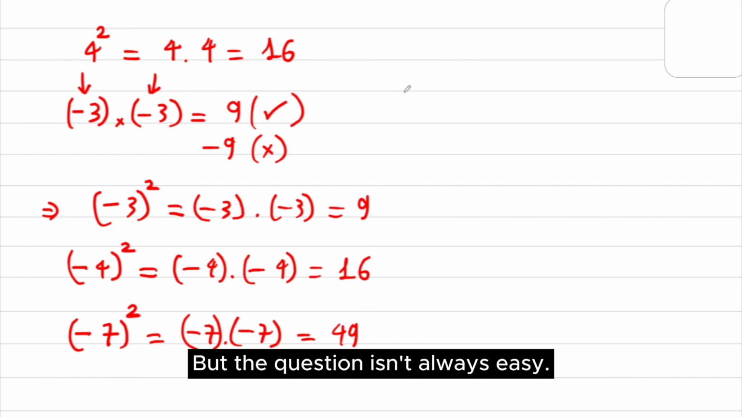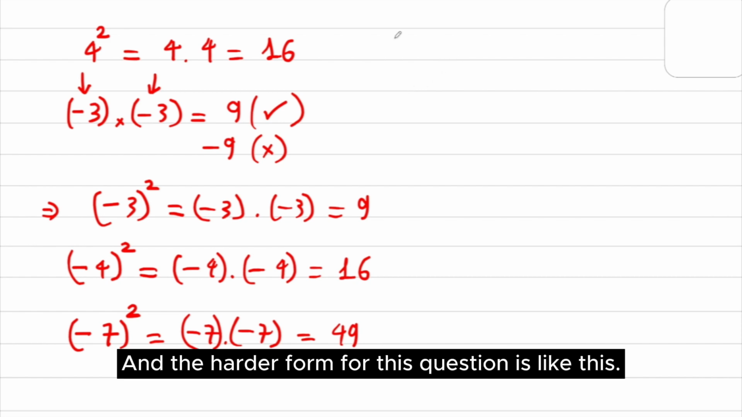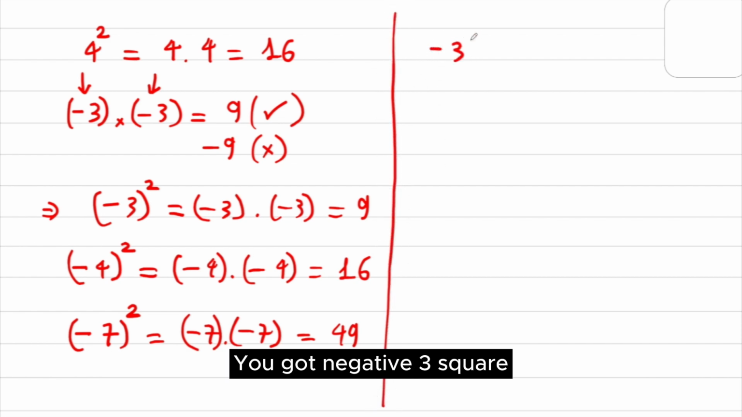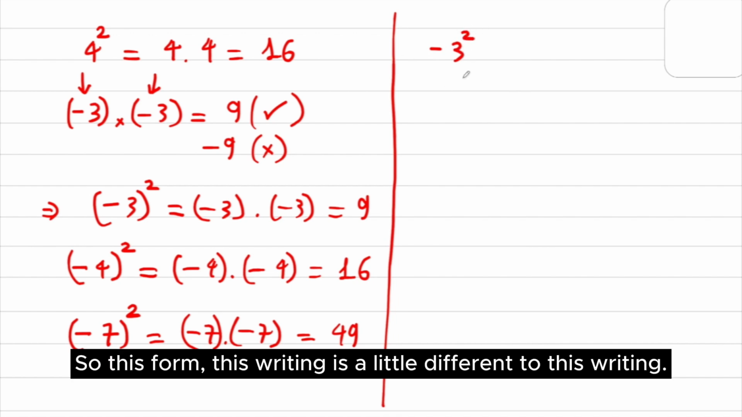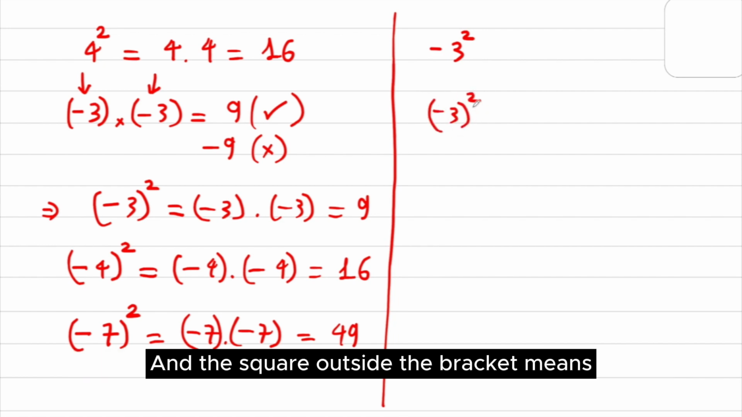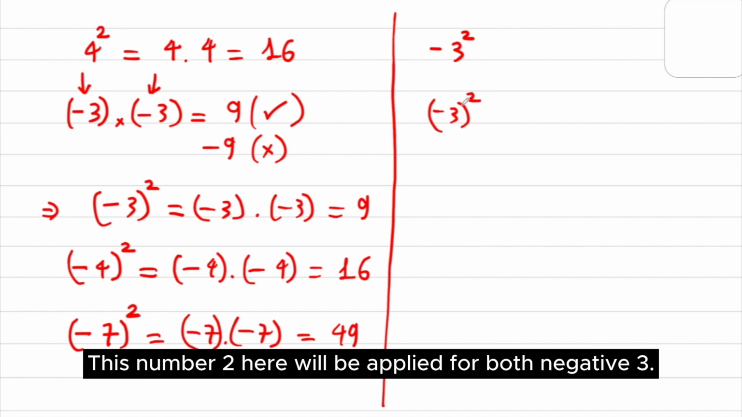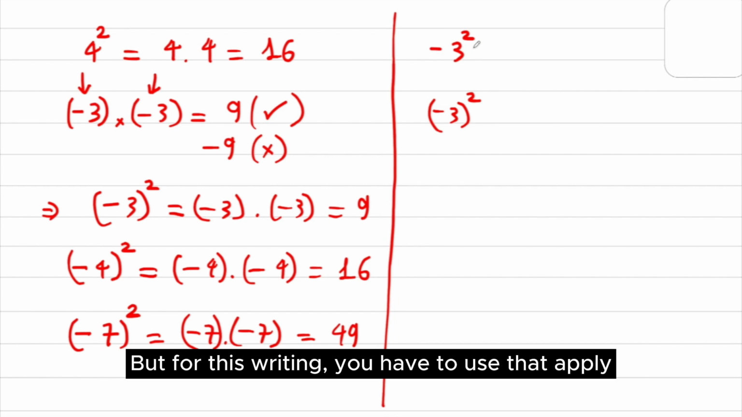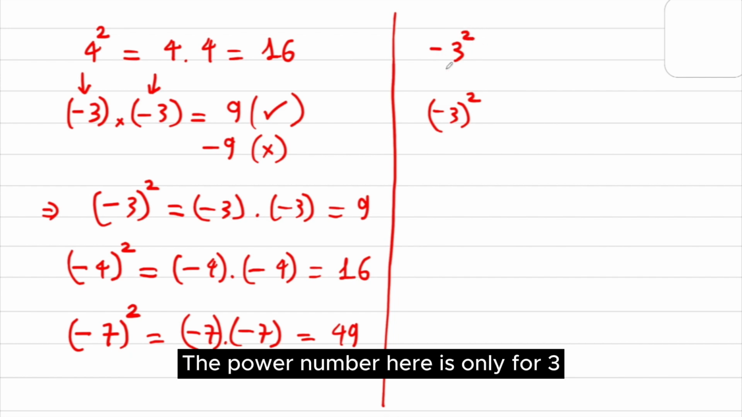But the questions don't always stay easy. They can be a little harder, and the harder form looks like this: negative 3 square. This writing is a little different from the previous one. In the previous writing, you have brackets and the square outside the brackets. It means the power number 2 is applied to both the negative and the 3. But for this writing, the power number is applied only to the 3.